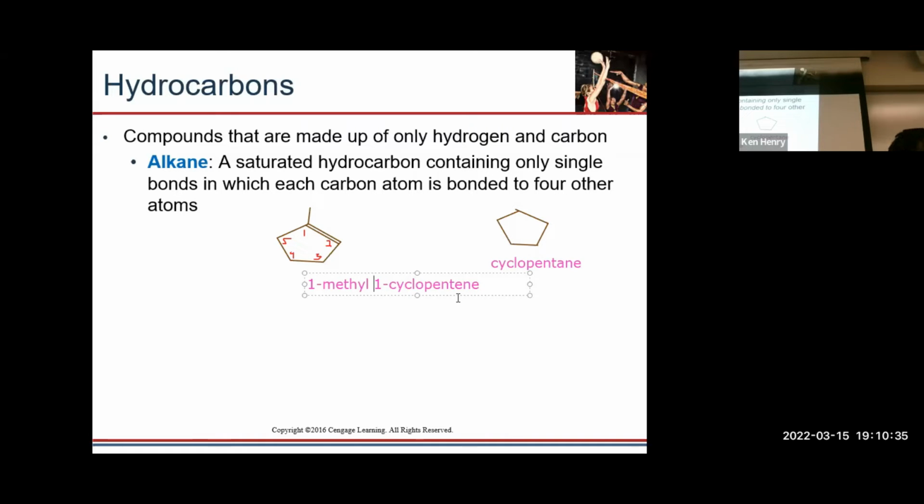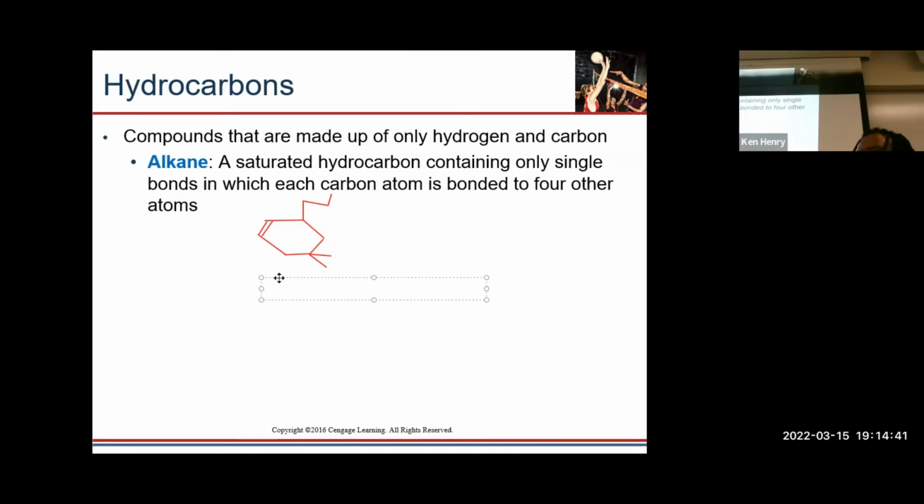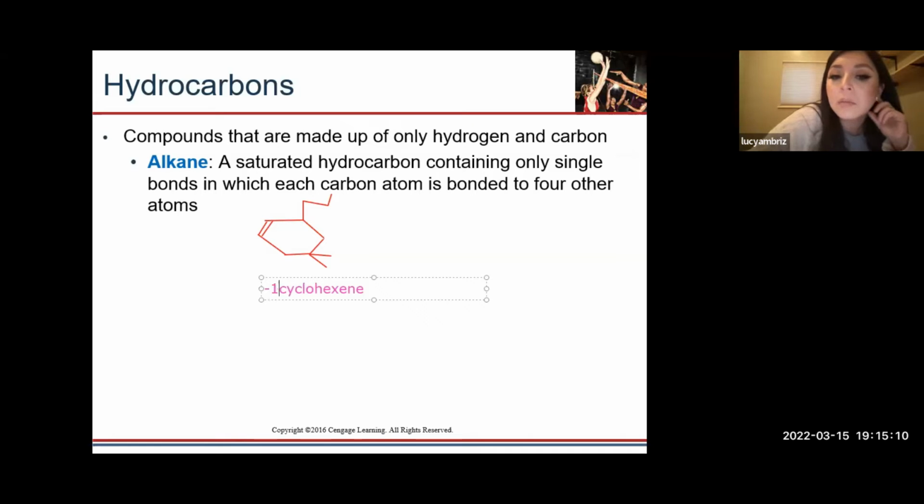Okay, so you guys want to try another? Okay, so let's see if we can get started. That ring structure, what is it going to be called? Hexene. So it's going to be a cyclohexene. The double bond is going to be in one.